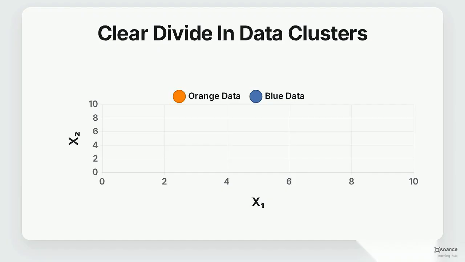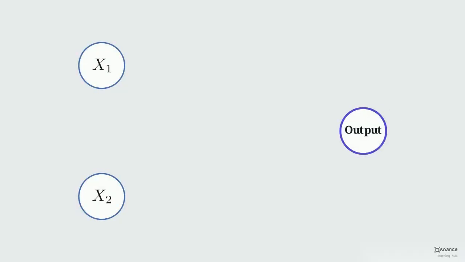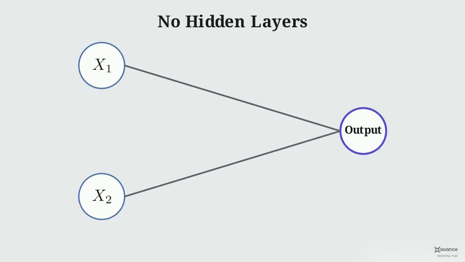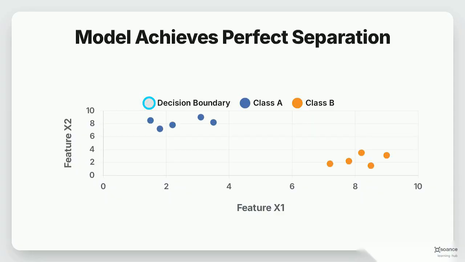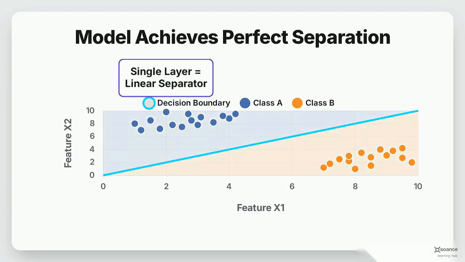We'll start with a simple data set. On our grid, the orange dots and the blue dots are separated by a distinct diagonal gap. We are feeding these coordinates into a basic single-layer perceptron. There are no hidden layers here. The raw inputs feed straight through to the output. This graph shows the result. When we run the model, it perfectly draws a straight line down the middle of the gap, accurately separating the two colors.